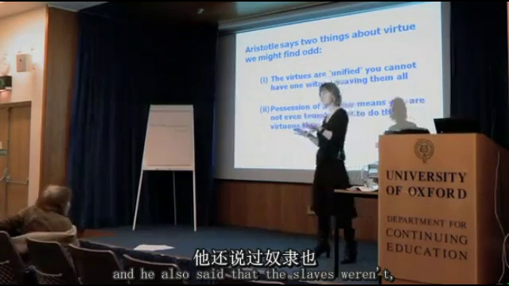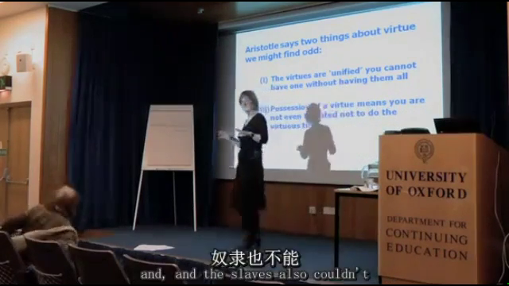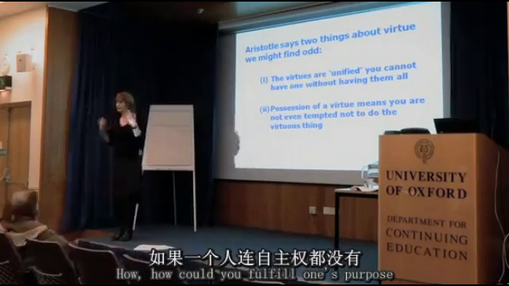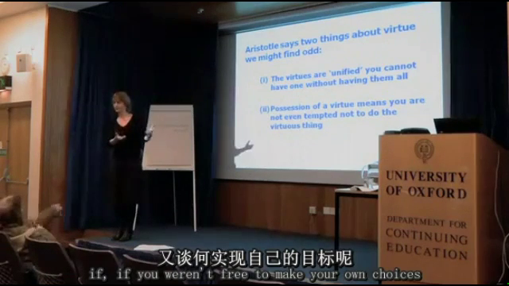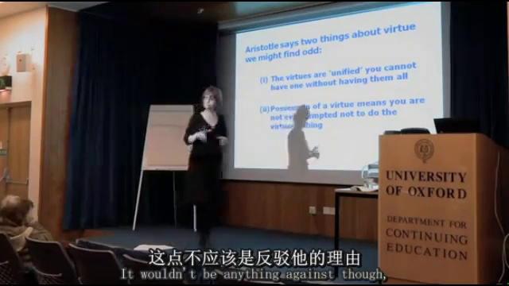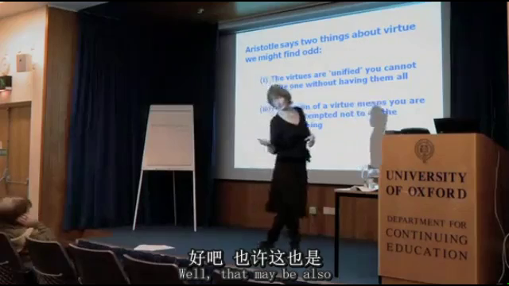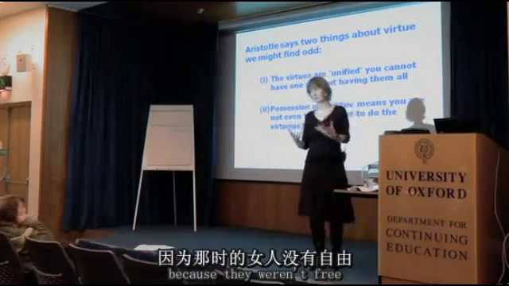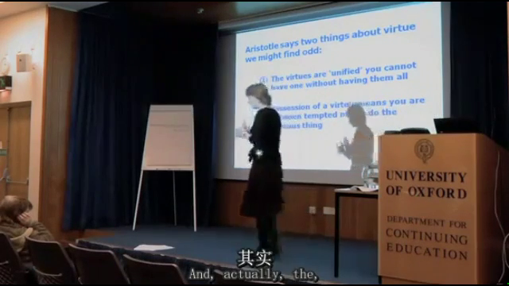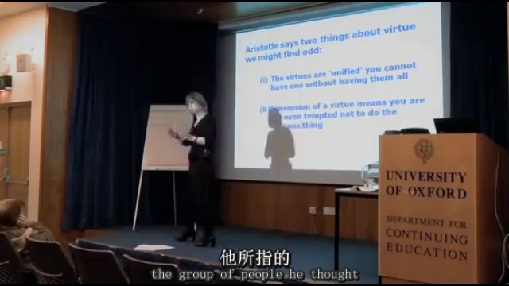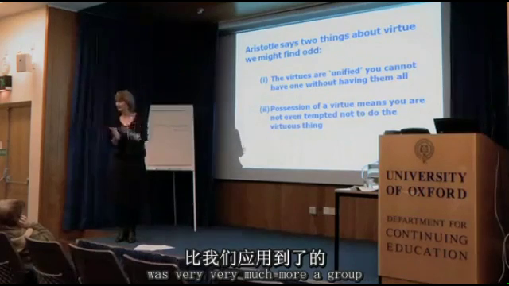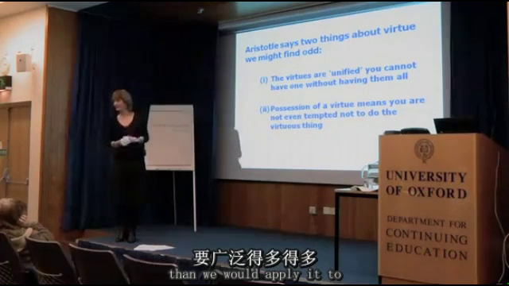And he also said that slaves weren't rational, and that slaves also couldn't achieve eudaimonia, but of course you might think that that is true. How could you fulfill life's purpose if you weren't free to make your own choices? It wouldn't be anything against the slave, but maybe that's also why he thought women couldn't acquire it, because they weren't free to make their own decisions. But he did, and actually the group of people he thought satisfied the condition of being rational was a very, very much smaller group than we would apply it to.